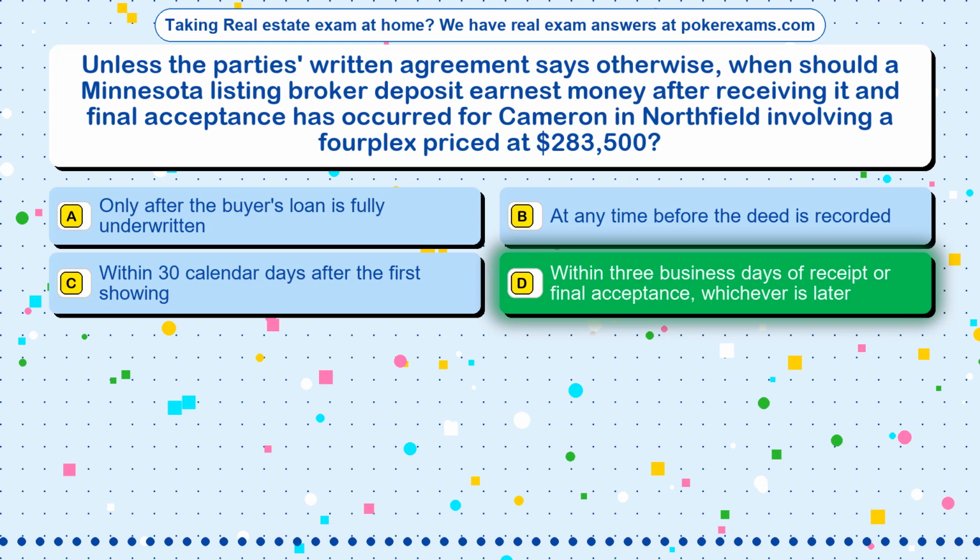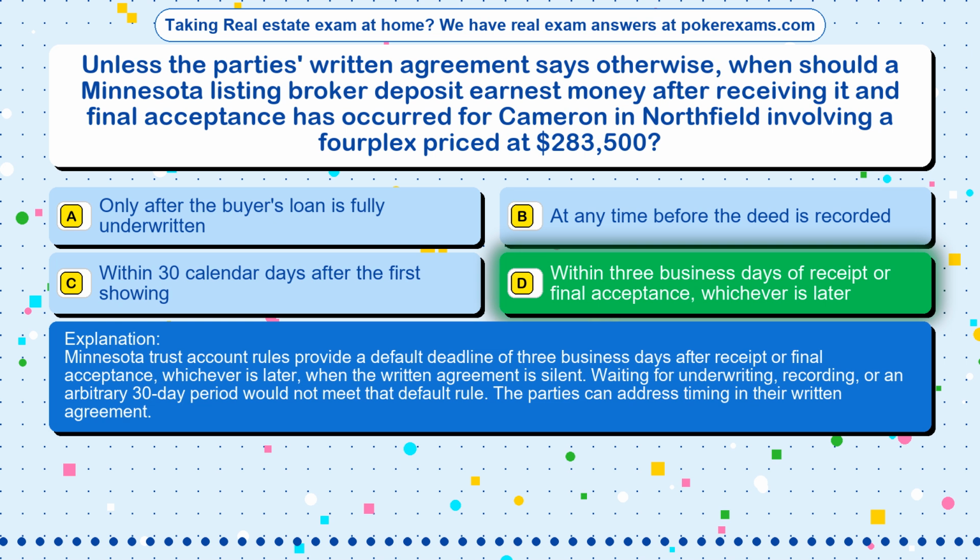The correct answer is option D. Within 3 business days of receipt or final acceptance, whichever is later. Minnesota trust account rules provide a default deadline of 3 business days after receipt or final acceptance, whichever is later, when the written agreement is silent. Waiting for underwriting, recording, or an arbitrary 30-day period would not meet that default rule. The parties can address timing in their written agreement.